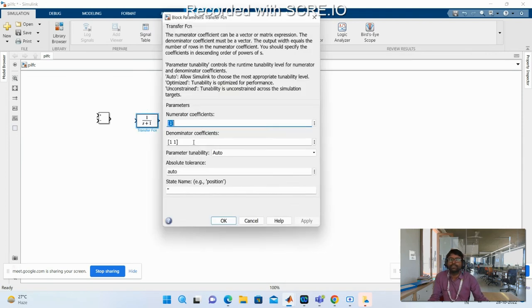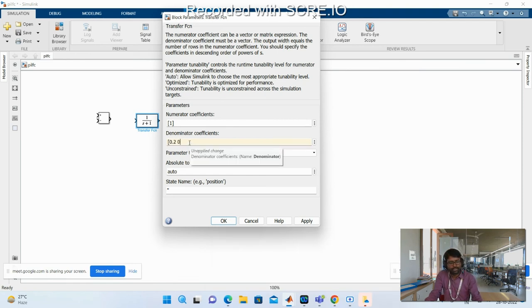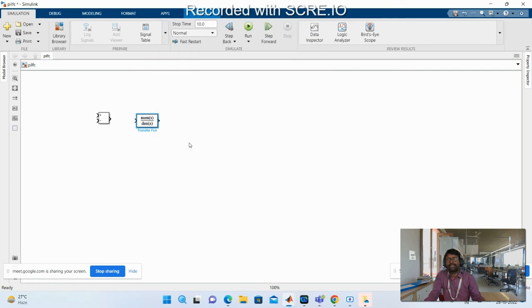Now what is the transfer function value? Numerator 1. This is the resultant block diagram of the cascade connection of the speed governor and turbine. So the numerator is 1 because Kg into Kt equals 1, we are assuming. What about the denominator? 0.2, 0.9 and 1, that's it. Done. So just connect it.